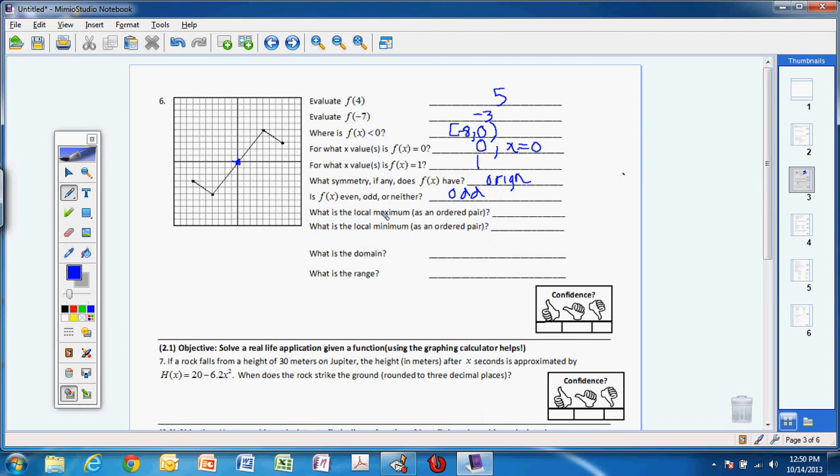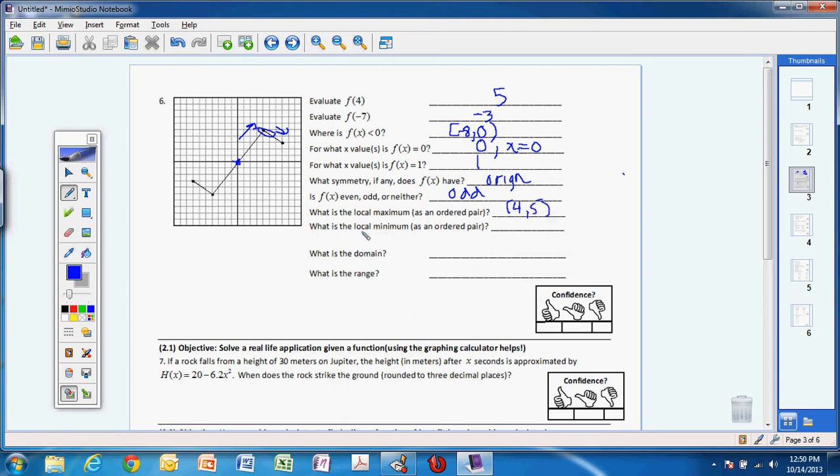Now, what is the local maximum as an ordered pair? So I want to say, where does my graph go from increasing to decreasing? So in this case, this is increasing. I go from increasing to decreasing at this point right there. And that has an ordered pair of 4, 5. So I have a maximum at 4, 5.